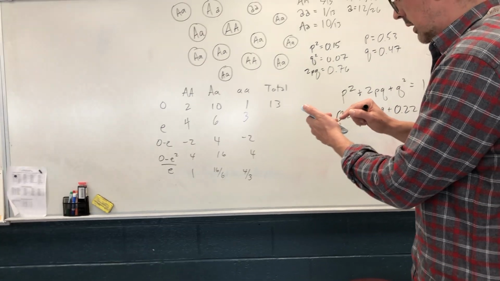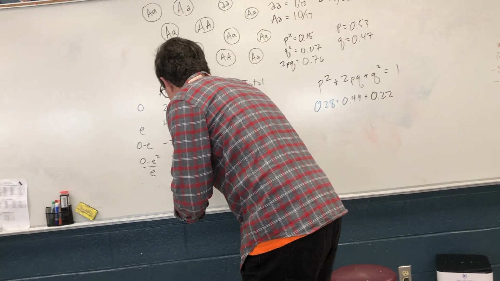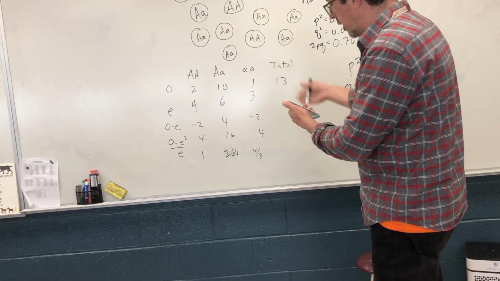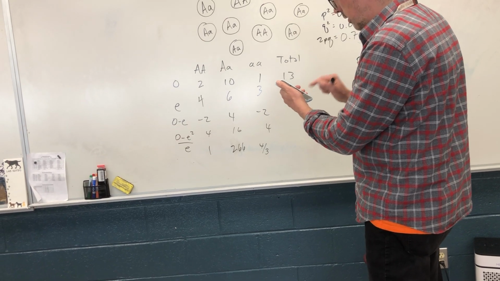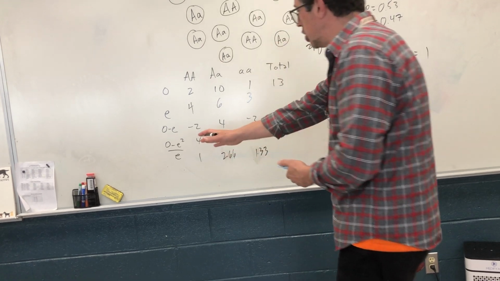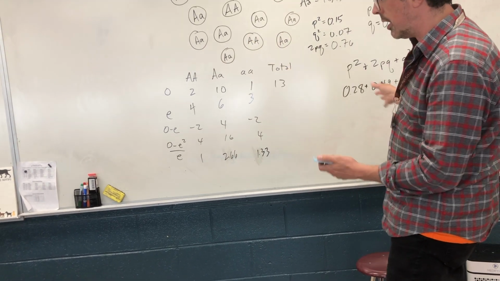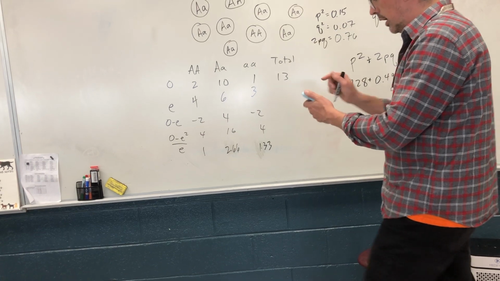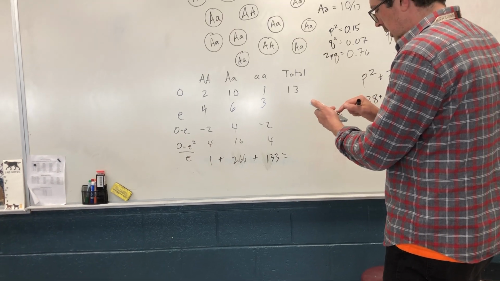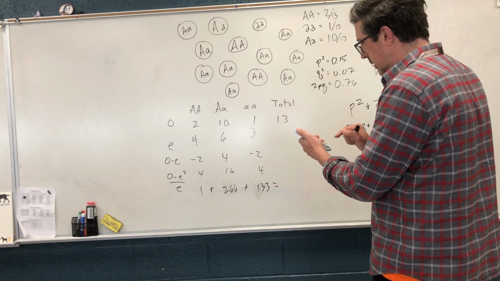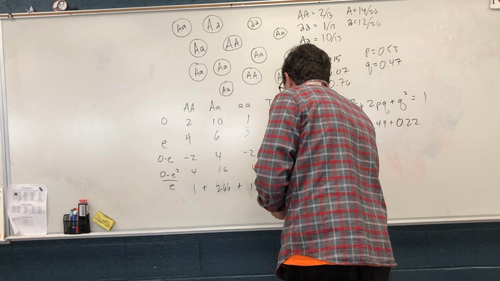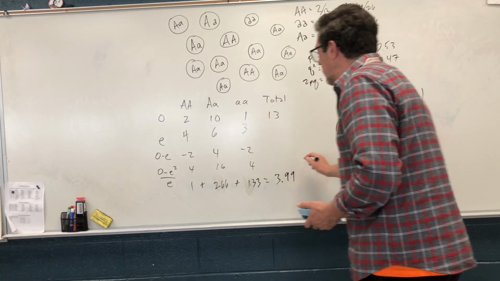16 divided by 6 is 2.66 actually. I like the hundreds place on these. 4 divided by 3, 1.33. What do I do when I have all the values from my columns, however many columns I have? I add them up. So 1 plus 2.66 plus 1.33 equals 3.99. Right, that is my chi-square value.